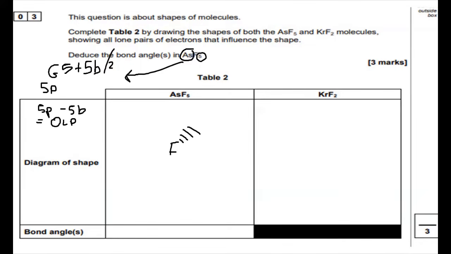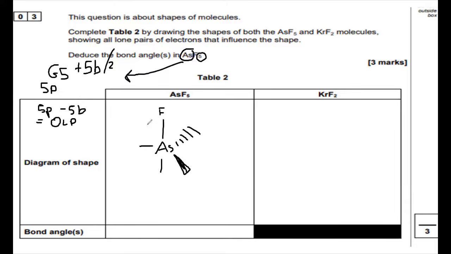well, that would help if I didn't put a fluorine atom in the middle. That's not the central atom. So the central atom, of course, is arsenic here, which has the symbol As. And then what we do here is attach our 5 bonds.